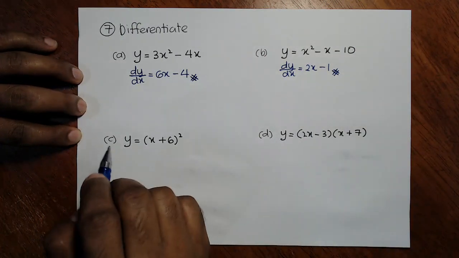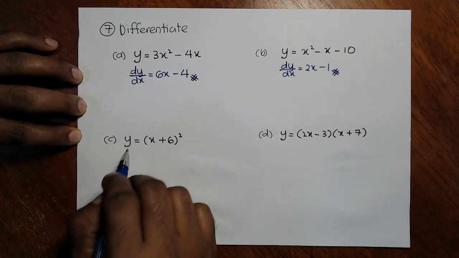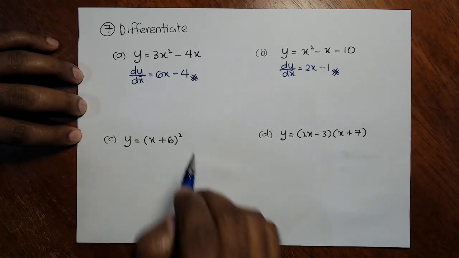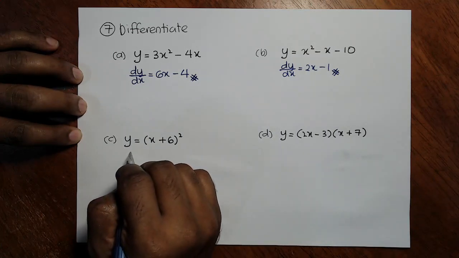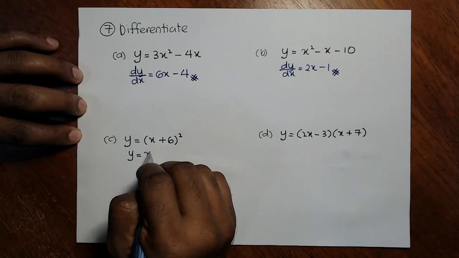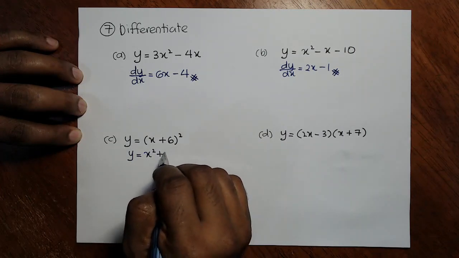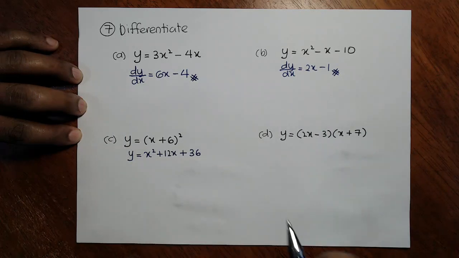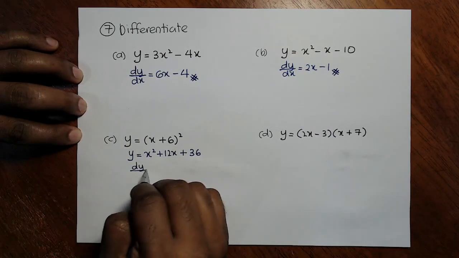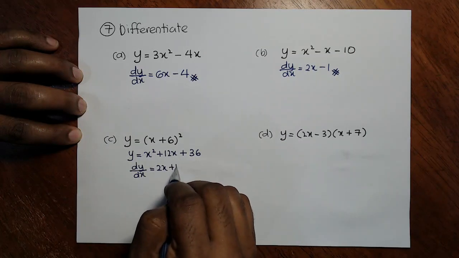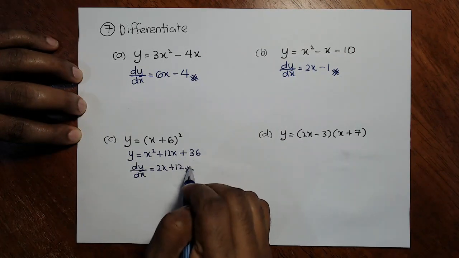Right. Here, oh, we have y equals to x plus 6 squared. So you have to expand this first, right? So when you expand this, it will be still y. And when you expand this, you're going to get x squared plus 12x plus 36. Now we can do dy dx. So dy dx will be 2x plus 12 because 36 will become 0.